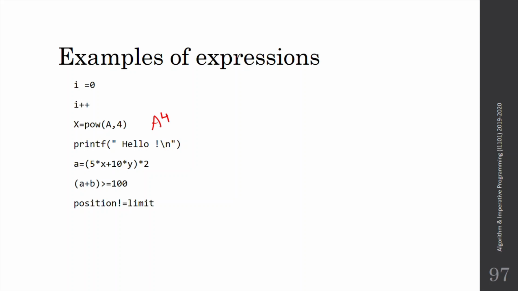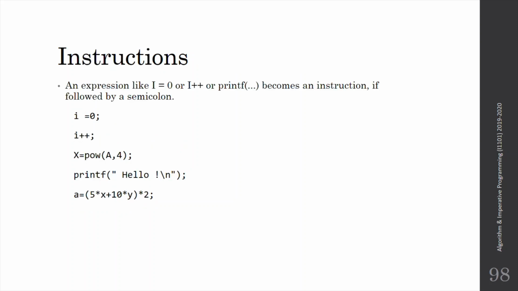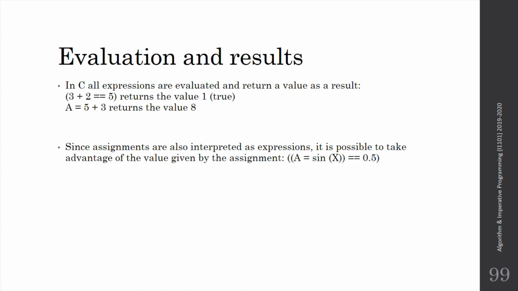In order to transform an expression into an instruction, we just need to add a semicolon at the end. So in C, every expression returns a value. For example, 3 plus 2 equal to 5 returns a value. It means that 3 plus 2 will be evaluated to 5, and we'll check whether 5 is equal to 5.